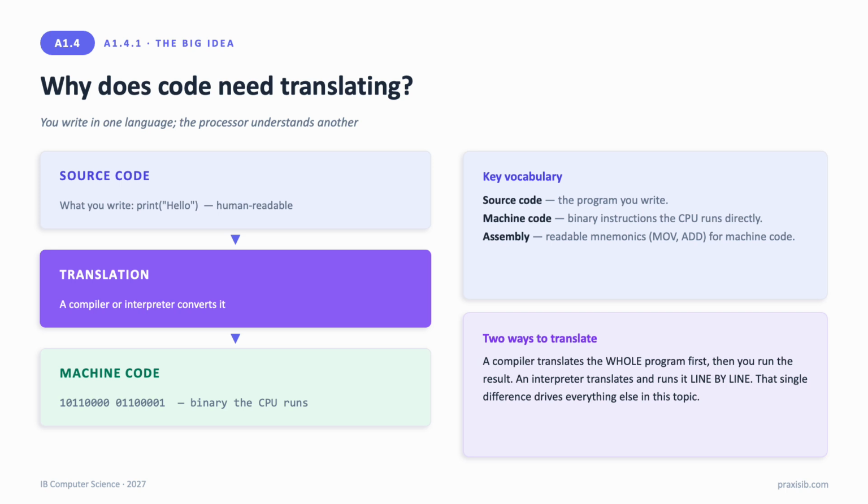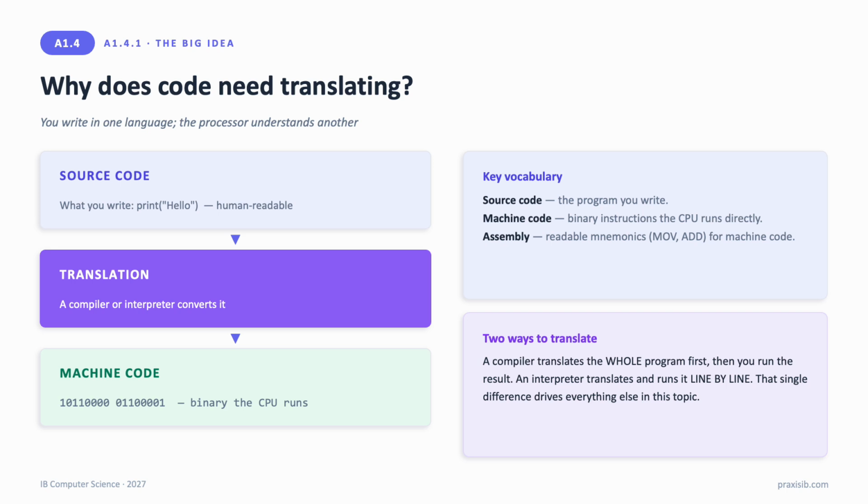Now let's look at the vocabulary on the right. The exam uses these exact words, so they matter. Source code is the program you write. Machine code is the binary that the CPU runs directly. In between these two, we have assembly language. Assembly language is a friendlier version of machine code. It uses short text codes called mnemonics instead of raw binary. For example, MOV means move and ADD means add.